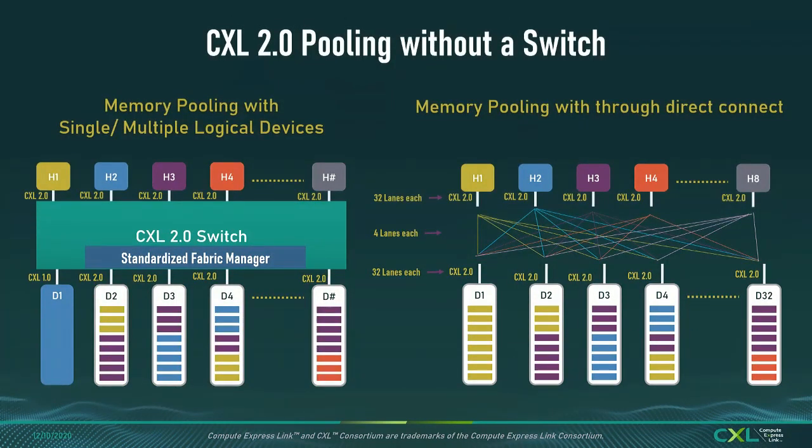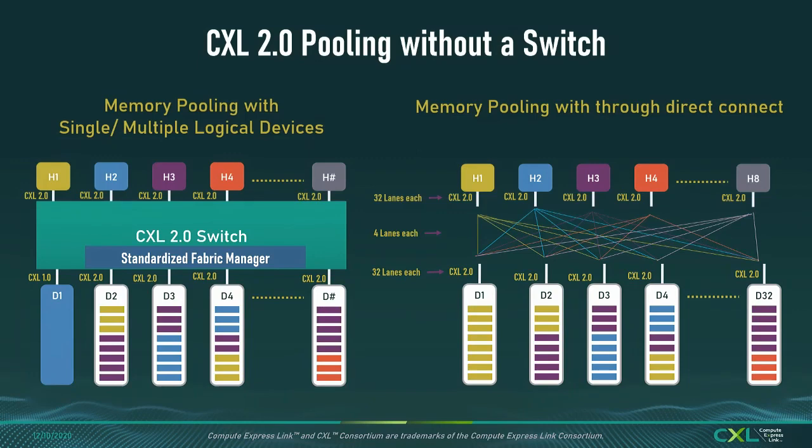This slide is basically the same kind of concept as the previous one. The picture on the left here is what we saw in the previous slide. The only thing I want to bring out here is that pooling doesn't necessarily have to go through a CXL switch and incur the latency penalty. You could also connect devices directly into the host, as shown in the picture on the right.